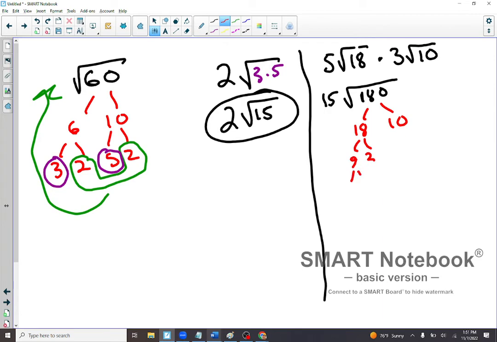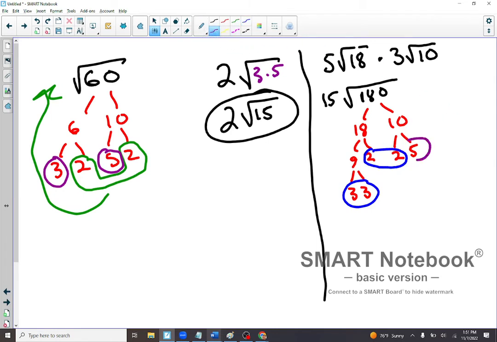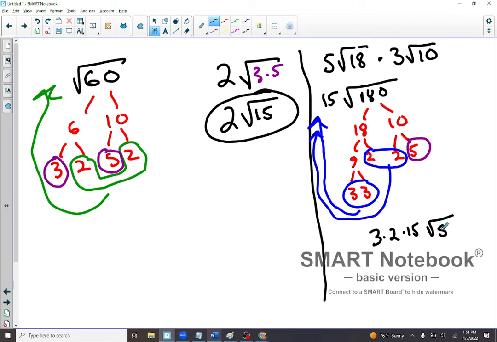18 breaks down to 9 and 2, and 9 is 3, 3. And 10 is 5 and 2. All right, any pairs? I see a 3 pair and I see a 2 pair. In terms of solo, I only see a 5. So a 3 will leave and a 2 will leave. So it's 3 times 2 on the outside, and what's left on the inside is just a 5.